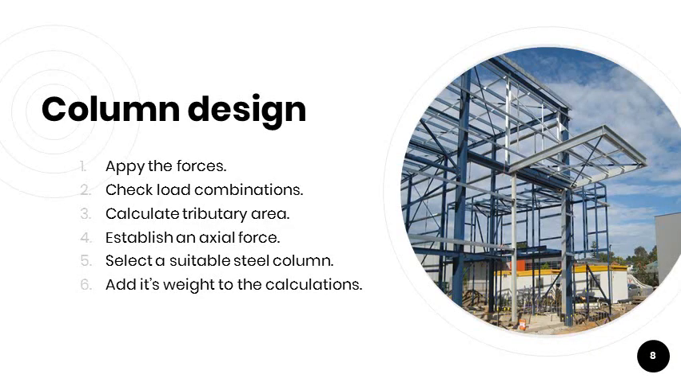Column design follows a similar process with dead and live loads, load combinations, and tributary areas calculated to establish an axial load. A steel column is selected using axial compression tables and its self-weight added. It is recalculated to ensure the selected column still has capacity.